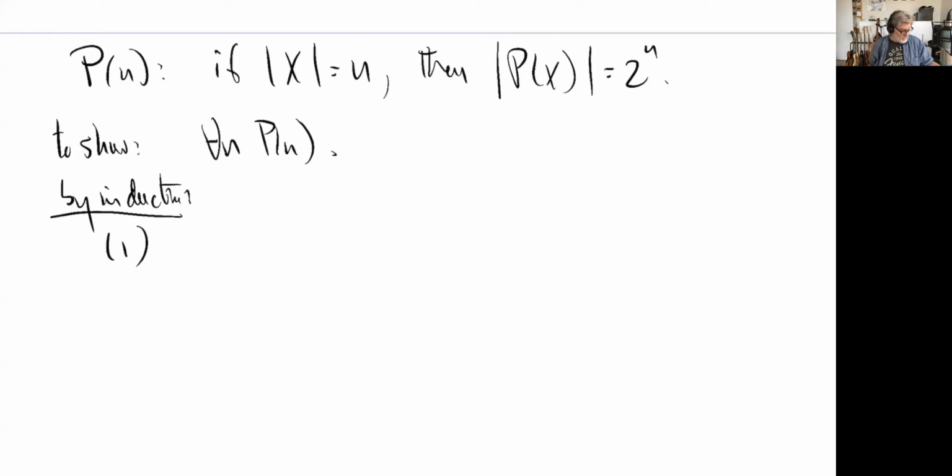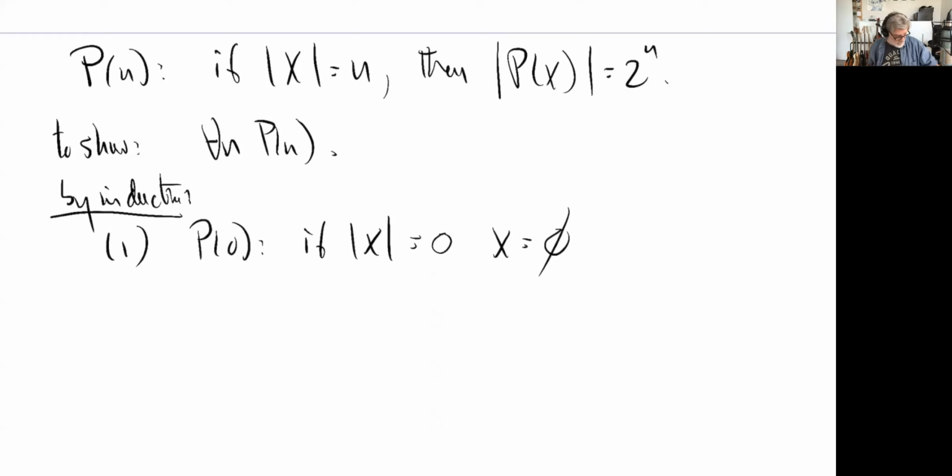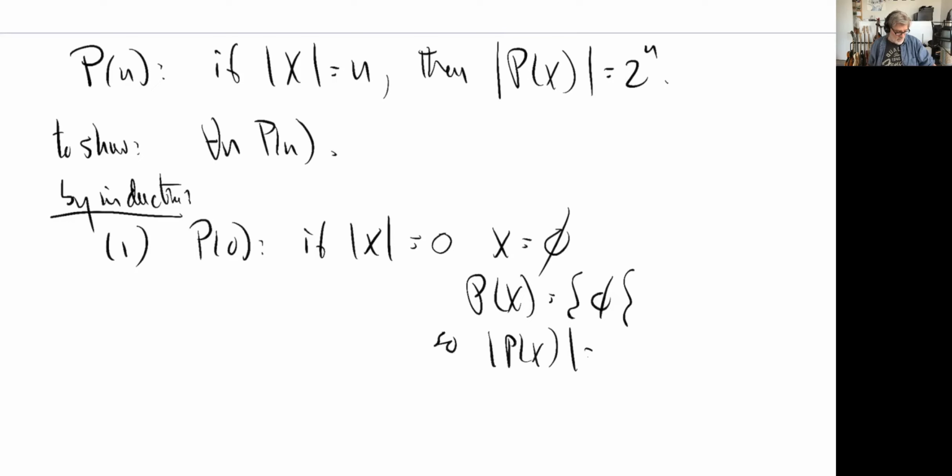So the induction basis: I want to show P of 0. What is P of 0? If X has no elements, that means X is the empty set. What is then the power set of X? What are the possible subsets of the empty set? There is only one. It is the empty set itself. And so the power set of X has one element, which is 2 power 0, which works. So P of 0 is true.